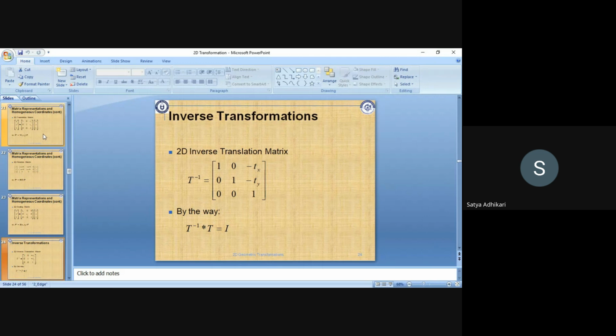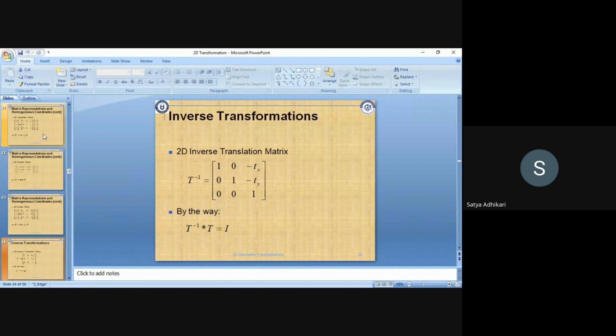Inverse transformation. It is, as the name suggests, inverse. It is opposite to translation. That is, suppose we have applied translation, my original position changes. After that, I want to come back to the original place. Let me discuss again. What is inverse transformation?